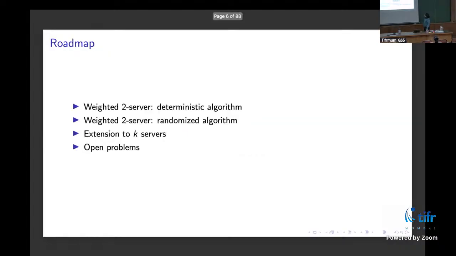Okay, so what is the plan for today? I'll first present a deterministic algorithm for two servers, which means you have just two cache locations, replacement cost being W1 and W2. Then I will convert it into a randomized algorithm. And then I will show how we extend it to k servers. And then I'll conclude with open problems.